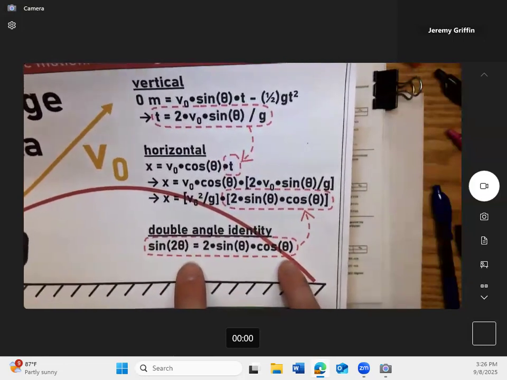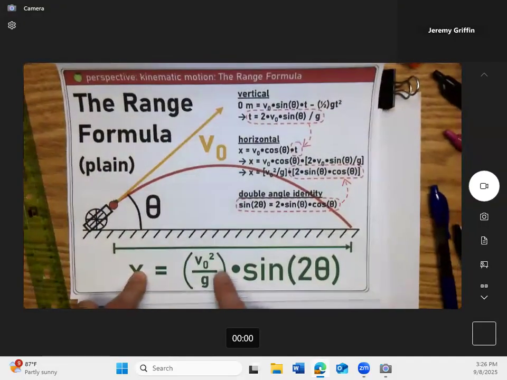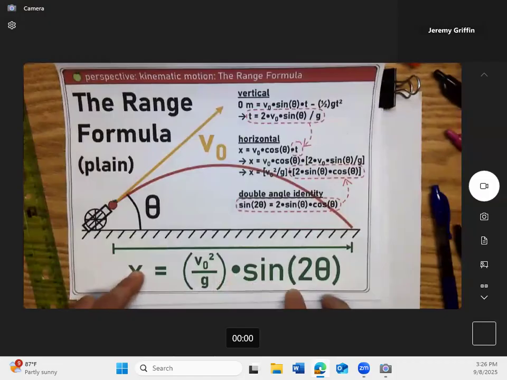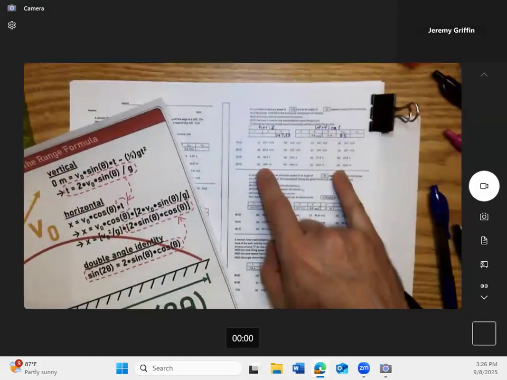Sometimes it pops up, like in this one right here. Right, so anyway, how far it goes down range is equal to the blast speed squared divided by the gravity field times sine of the double angle. So let's plug all that in the calculator. I want to show you that this will also answer number 14.